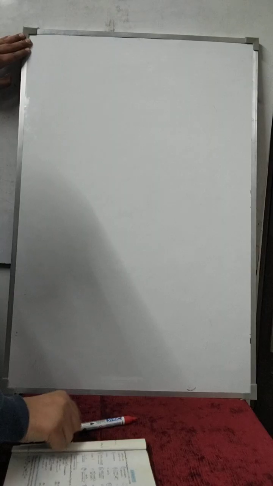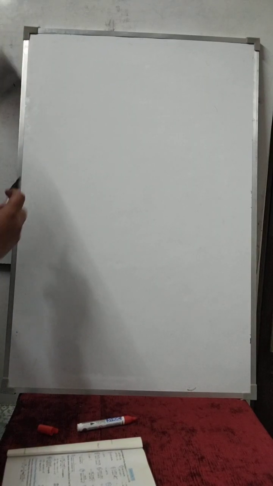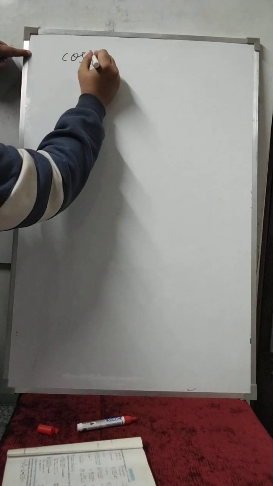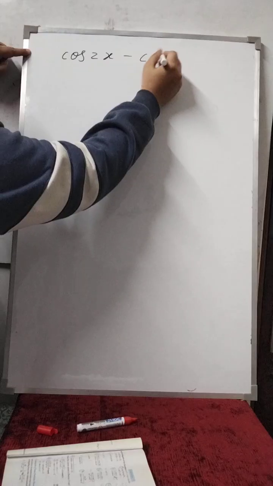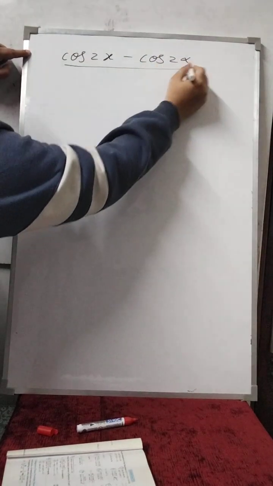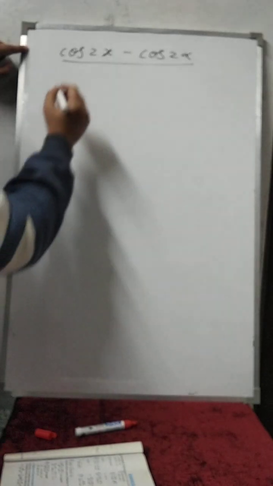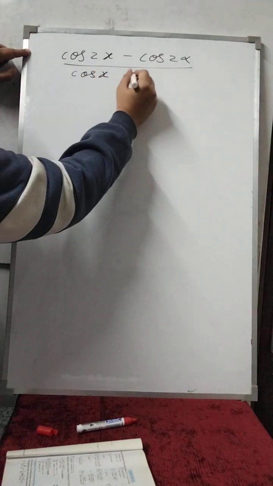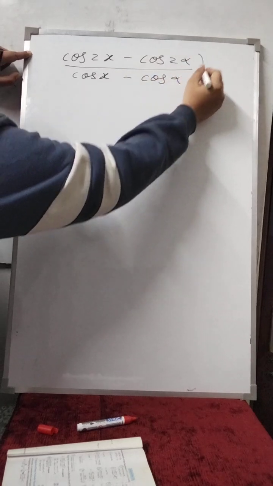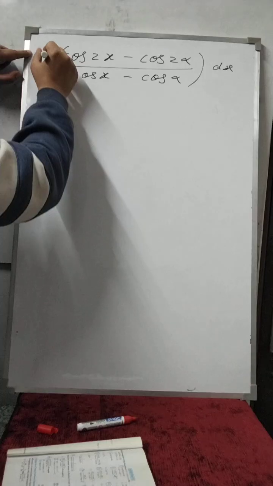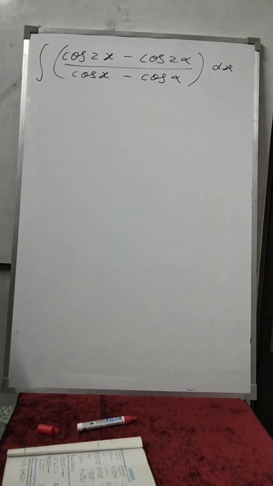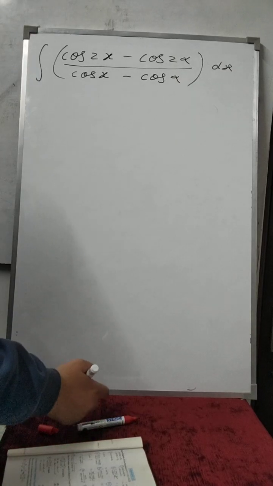Okay. So what is the next question? It is also not a tough question. Okay. So the next question is cos 2x minus cos 2 alpha divided by cos x minus cos alpha dx. So we have to integrate this. Okay guys, we have to solve this question. Alpha is a constant, x is the variable, and we have to integrate with respect to dx.